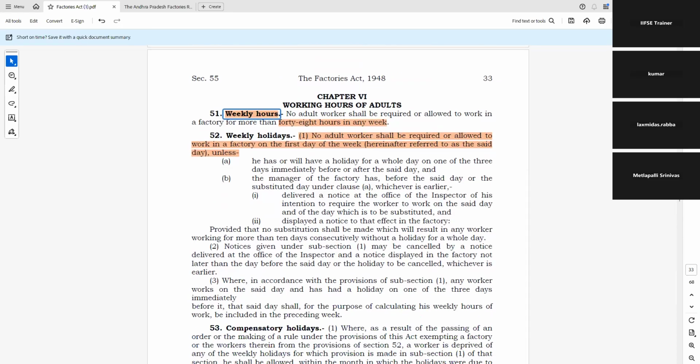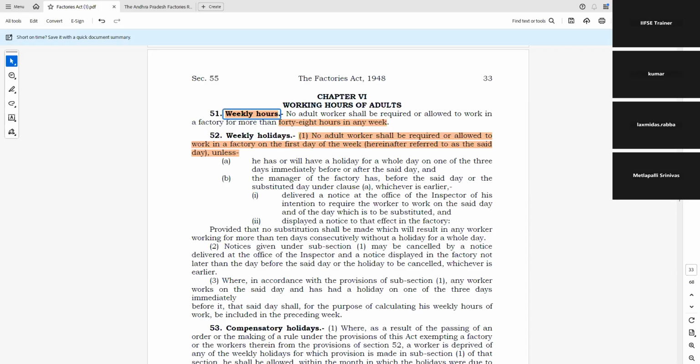Okay. So when I talk about working hours, no adult worker shall be required or allowed to work in a factory for more than 48 hours in a week, which means 8 hours in a day. Okay, that is the working hours.